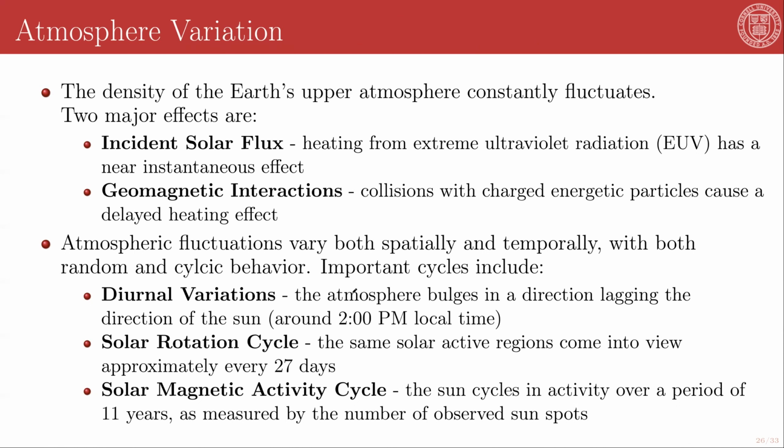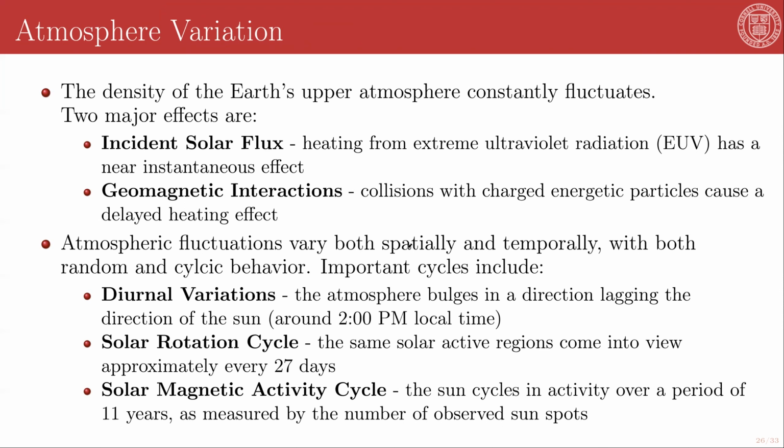And then there's also geomagnetic interactions. You have collisions with the atmosphere with charged energetic particles, and these cause a delayed heating effect. And so both of these constantly drive atmospheric variations. The Earth does something different, and the atmosphere follows. The sun does something different, and the atmosphere very quickly follows. Atmospheric fluctuations are going to be distributed both spatially and temporally, and they have both random and cyclic behavior.